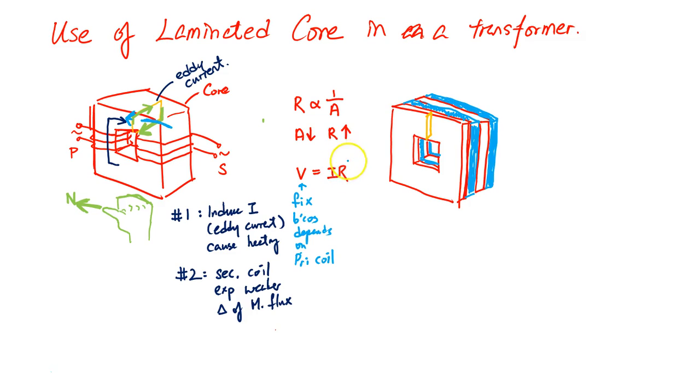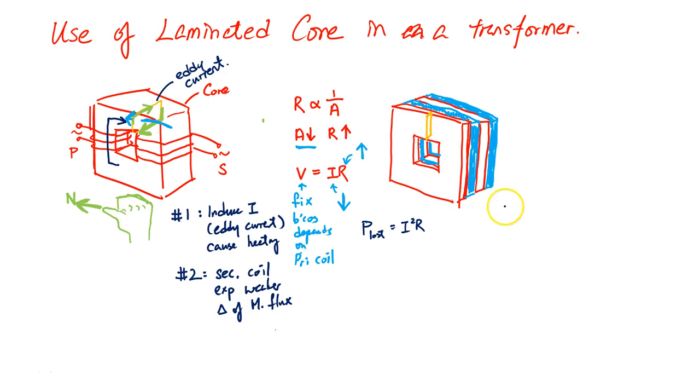Now what happens is that by reducing the area, you have increased the internal resistance. So as a result, your eddy current must go down. And of course, when your eddy current or induced current goes down, then by another formula, P loss equals I squared R, when your I decreases, your P loss will also decrease.